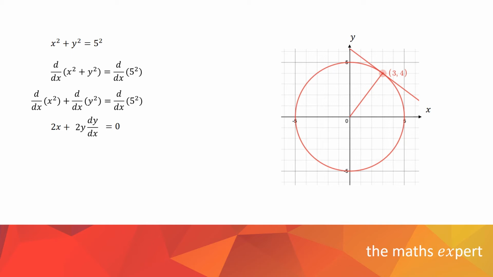Now I have differentiated each term with respect to x, I can rearrange to get an expression for dy by dx. As predicted, it involves both x and y, and, substituting in the point (3, 4), I get the same gradient of the tangent I got with the previous method that relies on circle theorems.